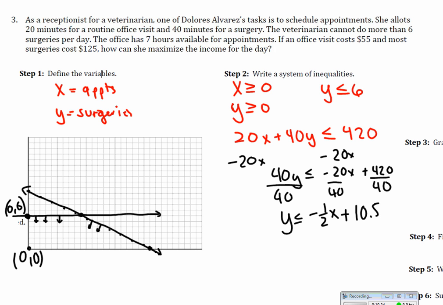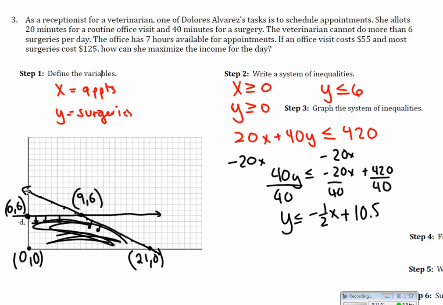All right, this one, 9, 6, says you're doing 9 appointments a day and 6 surgeries. And this one, 5, 10, 15, 20, 21, 0, is saying you're doing 21 appointments, you're doing 7 hours straight of appointments, and you cannot do any surgeries that day. So that's my feasible region right here, because this is it. So now we've graphed. So let's find the coordinates of the feasible region.